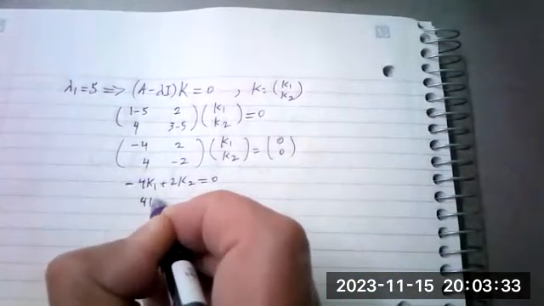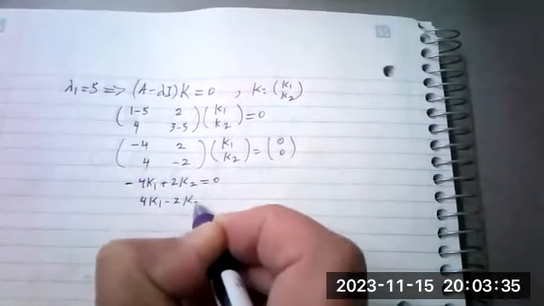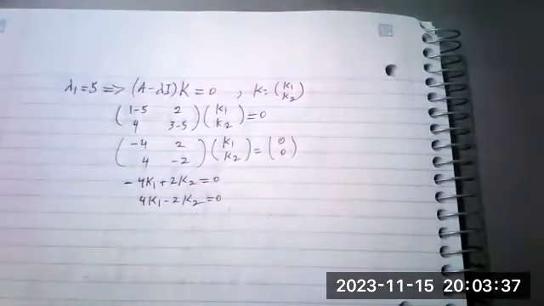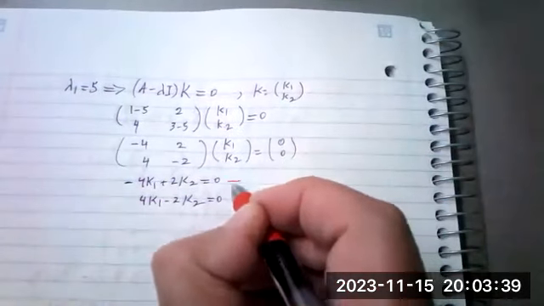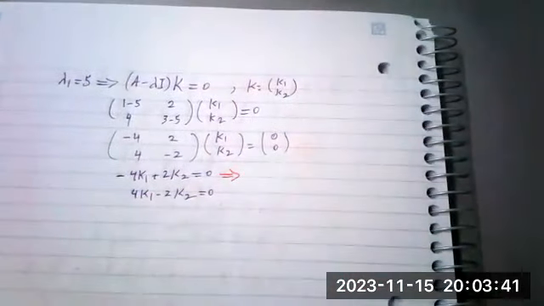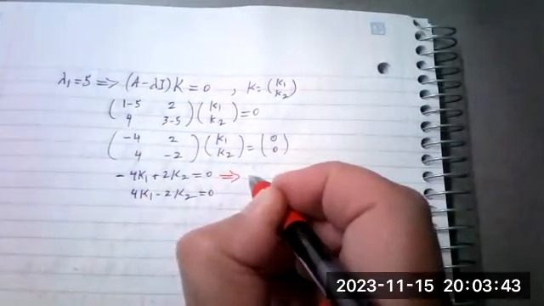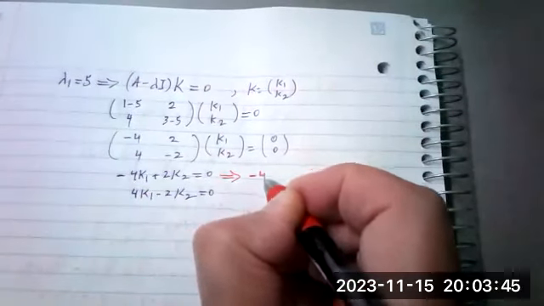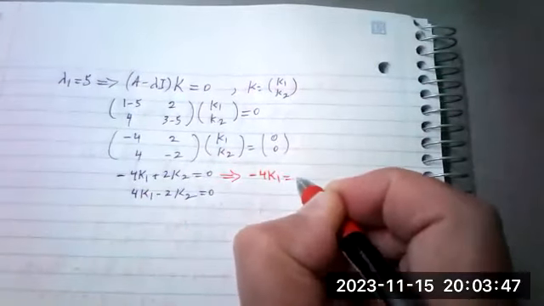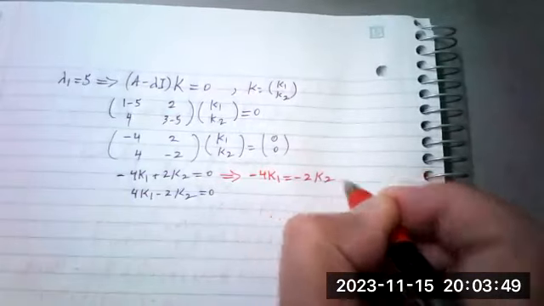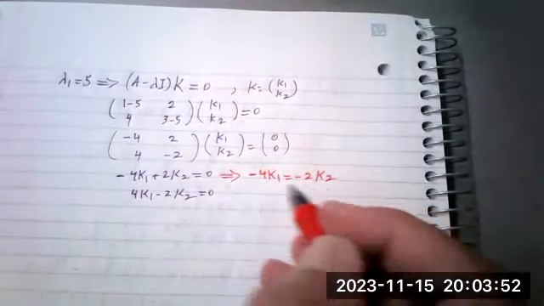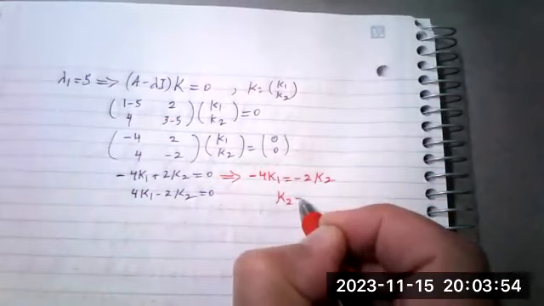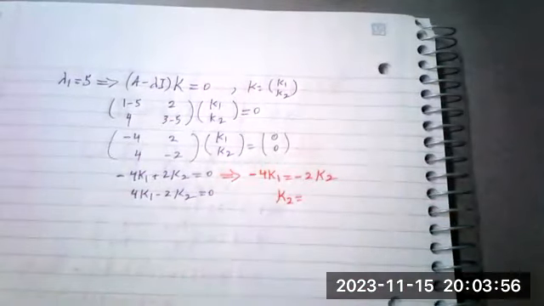And the next one is going to be the same thing. We just use one of the equations. It doesn't matter which one. So it's negative 4K1 equal to negative 2K2. We divide by negative 2, so K2 would be 2K1.